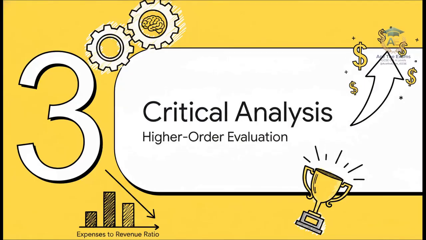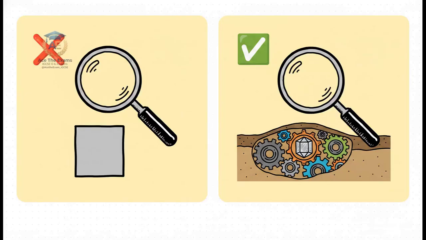Okay, Section 3, Critical Analysis and Higher Order Evaluation. Let's really unlock those top-tier bands. This is where we shift into those higher-order cognitive domains. Let's look at a direct comparison, because this literally defines success versus mediocrity in these exams. A basic descriptive approach just merely states what the ratio is. Or worse, it just mindlessly repeats the data provided in the text. It completely stays on the surface.